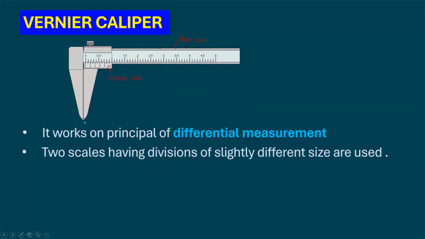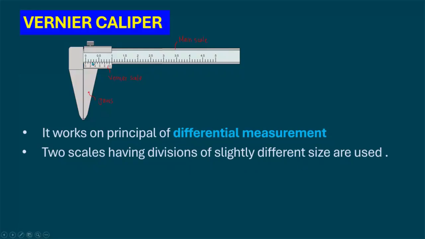So what happens, we can put an object in between these jaws. These are called jaws, friends. These are jaws of the vernier caliper. When you put an object in between these two jaws, then the reading will be obtained over the main scale and vernier scale. The method we are going to use is called differential measurement. So two scales here, that is main scale and vernier scale, having divisions of slightly different size are used.